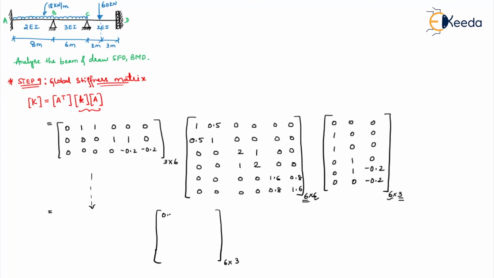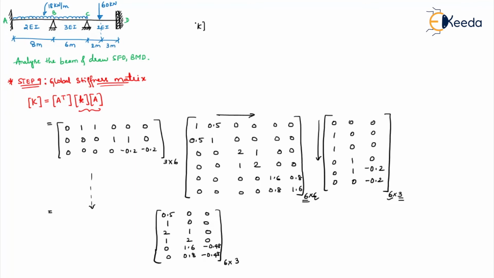So write the values 0.5. What you have to do for this, multiply these rows into these columns to get these values. So 0.5, 0, 0, 1, 0, 0, 2, 1, 0, 1, 2, 0, 1.6, minus 0.48, then 0.8, then minus 0.48. Again, A transpose with this, if you do, you will get your final K matrix.